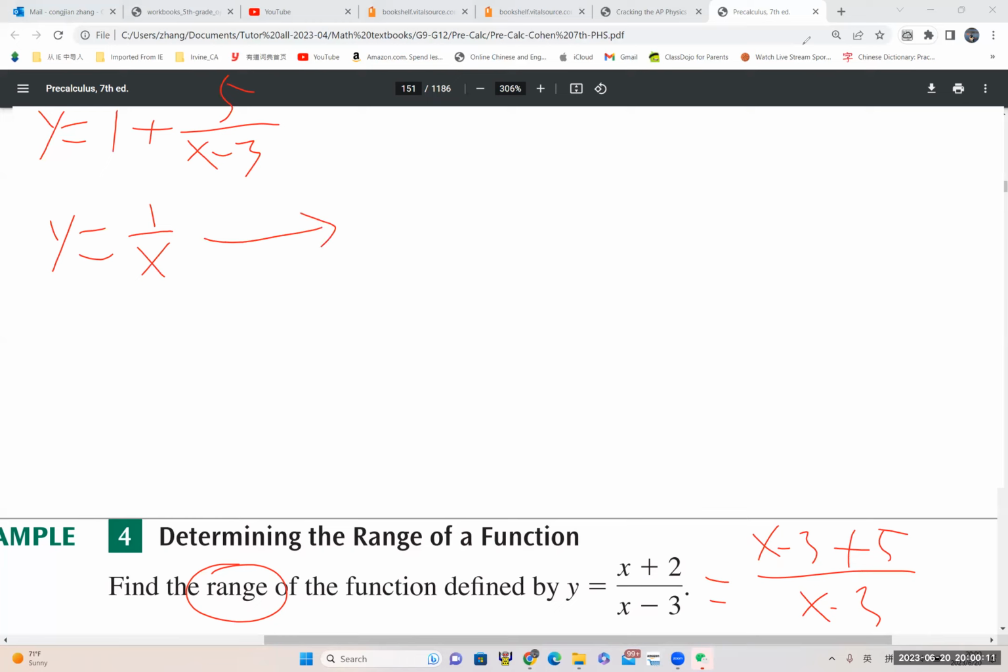First, what's the domain for this? It's just negative infinity to 0 and 0 to infinity. That means there's no chance to be 0, right? The function value has no chance to be 0, but can take all other values.